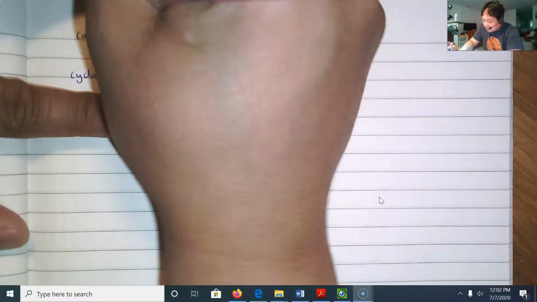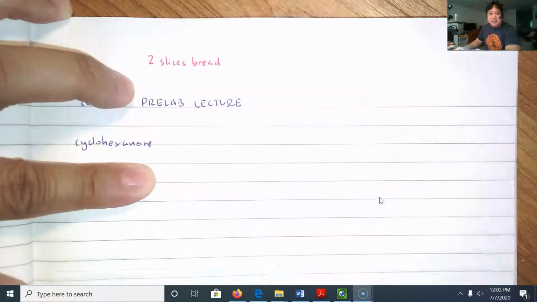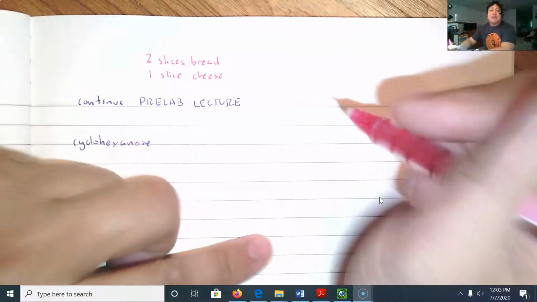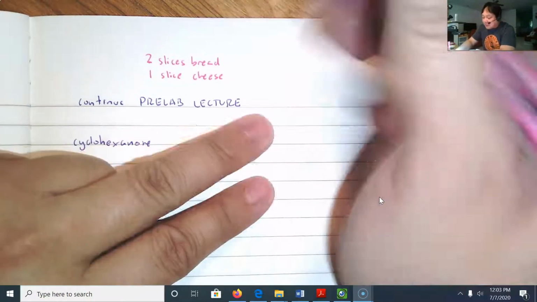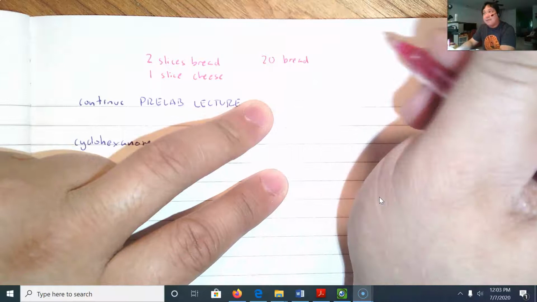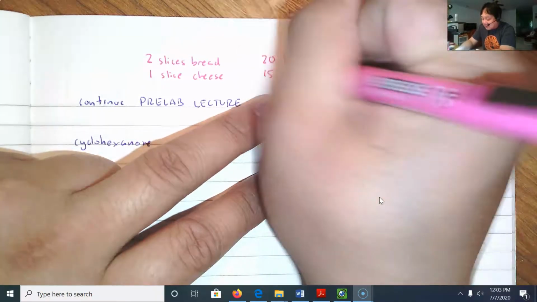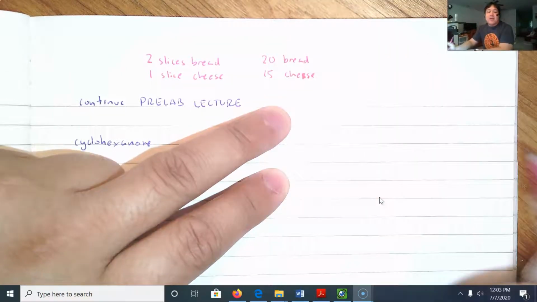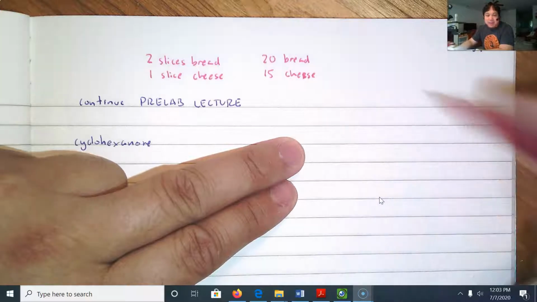Actually, before we do this, think about a sandwich. A sandwich has two slices of bread, and maybe one slice of cheese. You know how to do this intuitively, because if I said we have 20 slices of bread and we have 15 slices of cheese, what is the maximum number of sandwiches we can make?